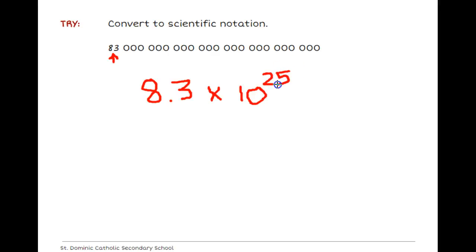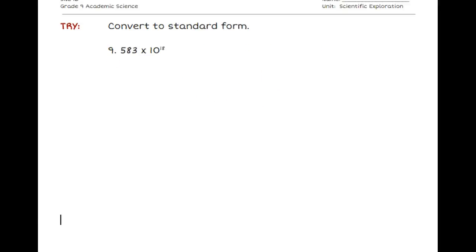So hopefully you got that right, and if not, please ask for help. Now, not very often will you be asked to convert from scientific notation back into standard form, but it will help your understanding of the reverse process. So let's go through this. Give it a shot on your own, see how you do, and then check to see my solution.